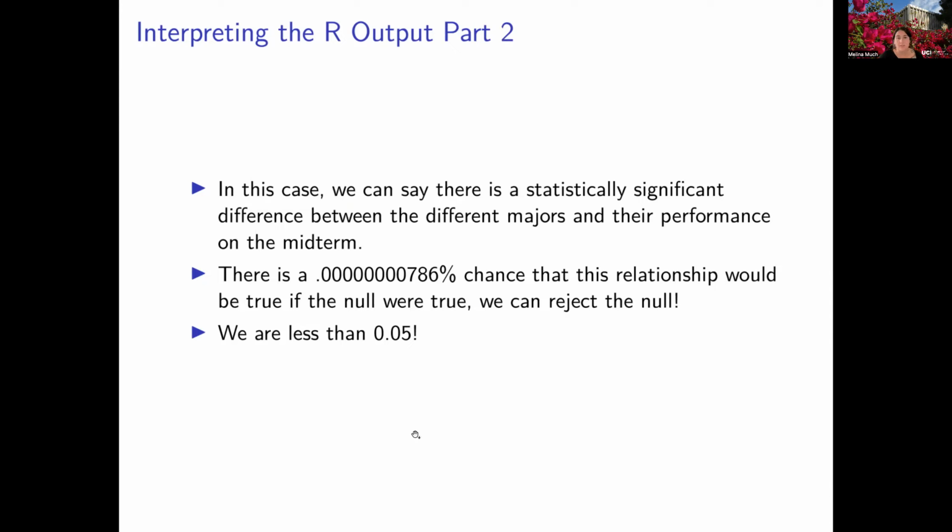Again, to interpret this, we're moving our decimal place based not only on the scientific notation that we were given, but also to make it a percent. There is a tiny 0.00000, a lot of zeros, 786% chance that the relationship would be true if the null were true. So we can reject the null in this case. Again, that is much less than 0.05. So we do have a statistically significant result there.